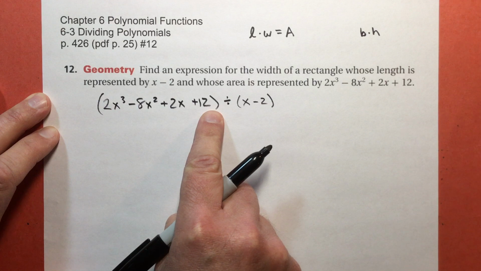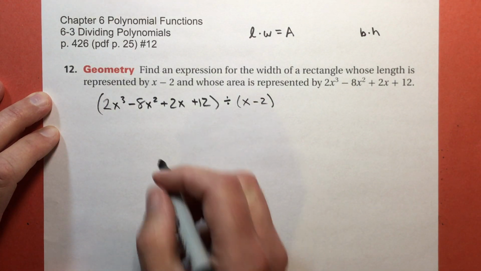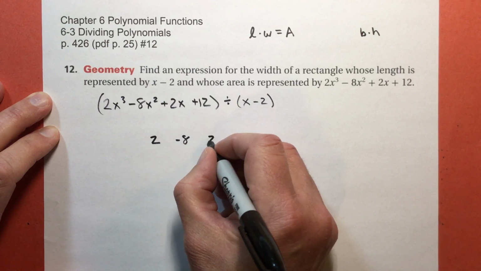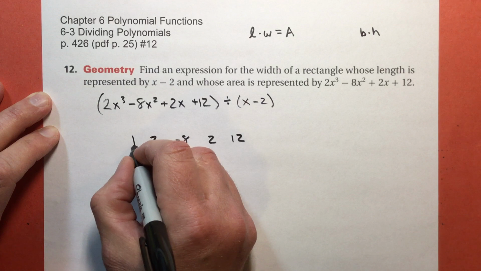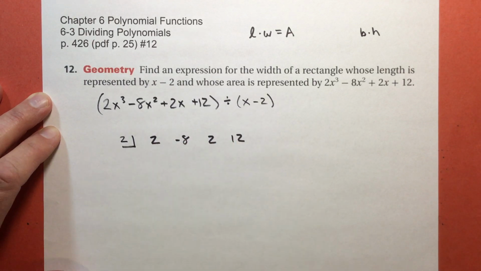This is in standard form, and it's not missing anything. So synthetic division is going to be slick. I have 2, negative 8, 2, and 12. This is x subtract 2, so I'm going to put a 2 right here as the number.